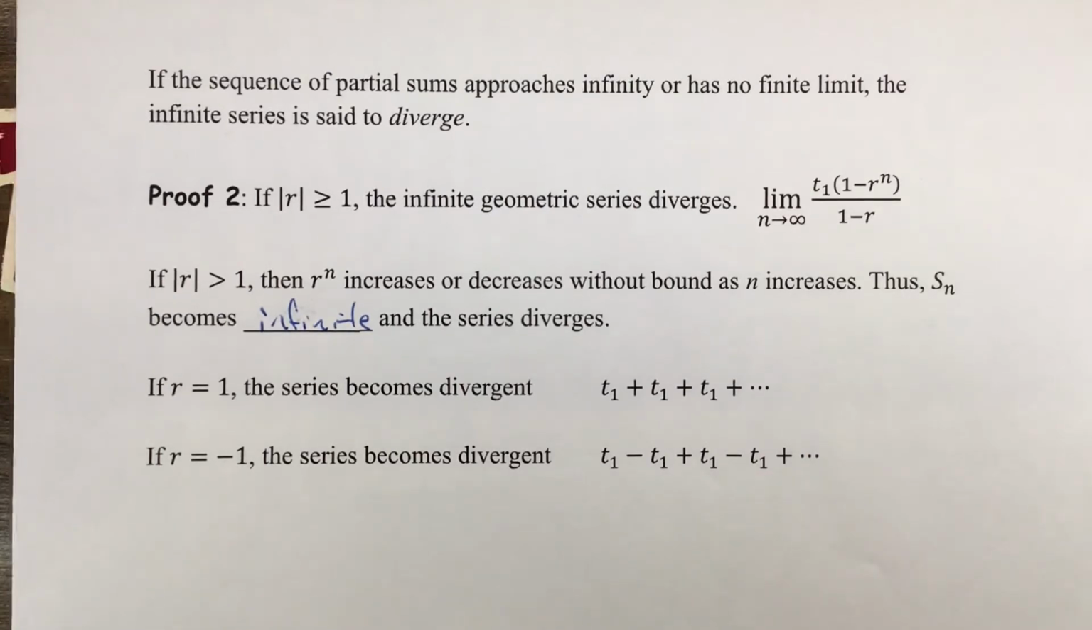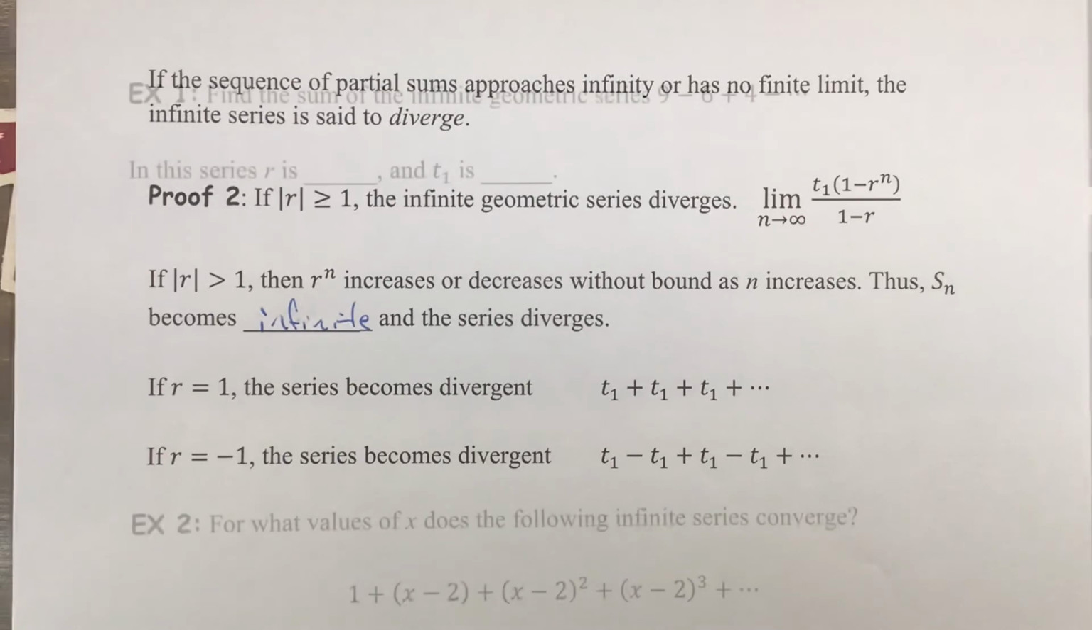All right, now here's the weird one. When r is negative 1, the series is divergent. And here's what it's going to look like. Your very first term is going to be t1. Your second term is actually going to turn out to be negative t1. So when you add that term on, you create a 0. And then after that, you're going to get a regular t1, which is going to give you t1 as a total. But then your next term is going to be negative t1, which will create a 0. So you're going to constantly be flip-flopping between having t1 and 0, which makes it divergent.